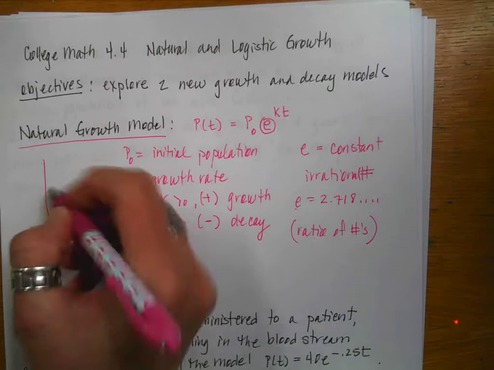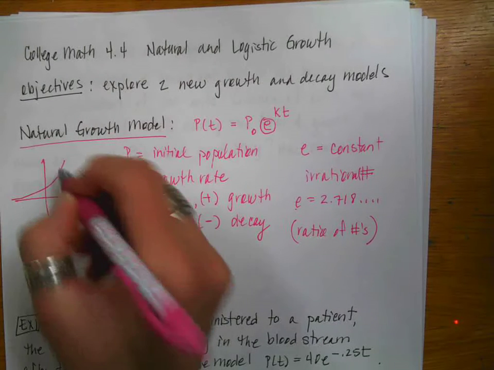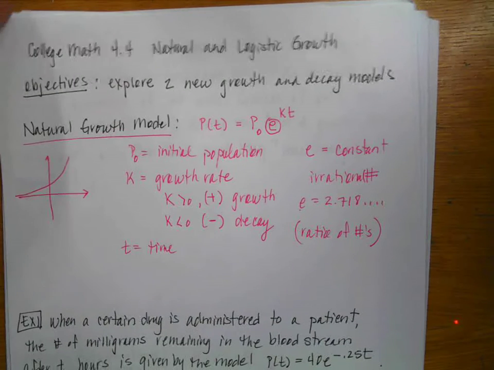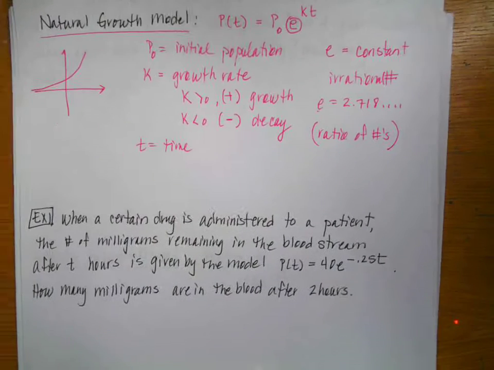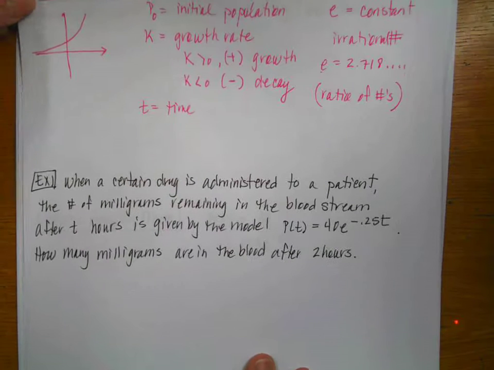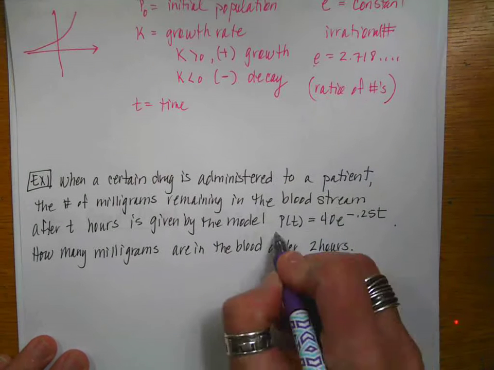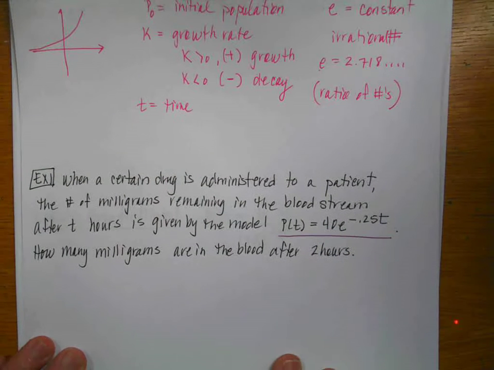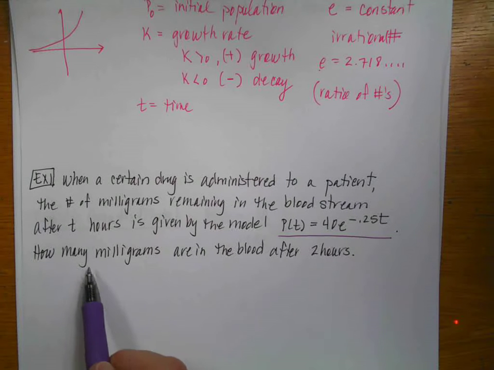It's still an exponential growth or decay, so its graph is still going to look like this. So let's just jump right in and do an example. For our first example, it says when a certain drug is administered to a patient, the number of milligrams remaining in the bloodstream after t hours is given by the model. And so here is our decay model, because notice it's negative. How many milligrams are in the blood after 2 hours?